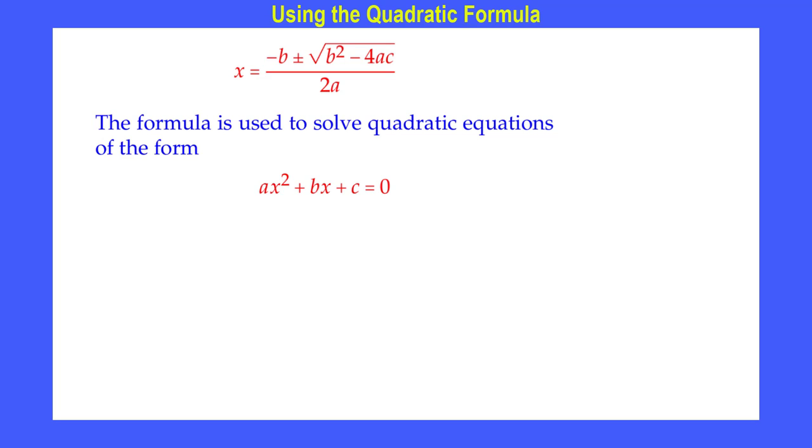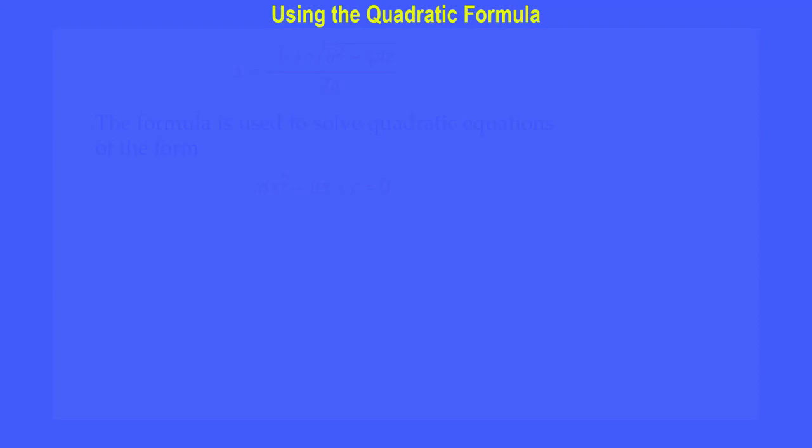In this video, we're going to be looking at using the quadratic formula to solve quadratic equations of the form ax squared plus bx plus c equals nothing. The formula looks complicated, but actually, once you get used to it, it's quite straightforward. It's just a matter of us being able to work out what a, b and c stand for, and then just doing a substitution.